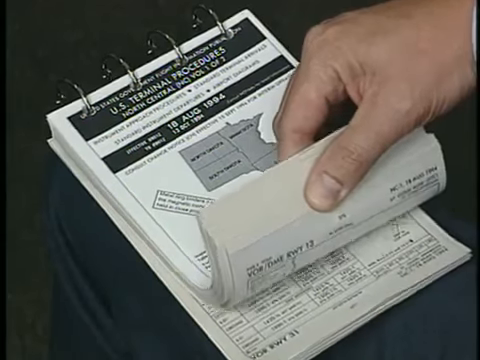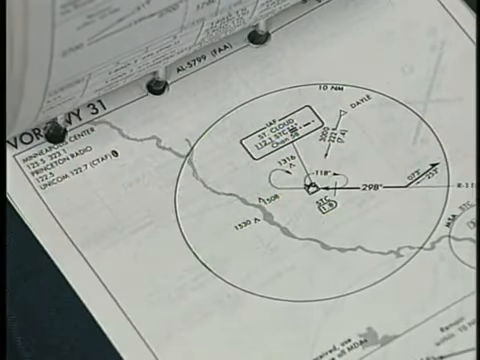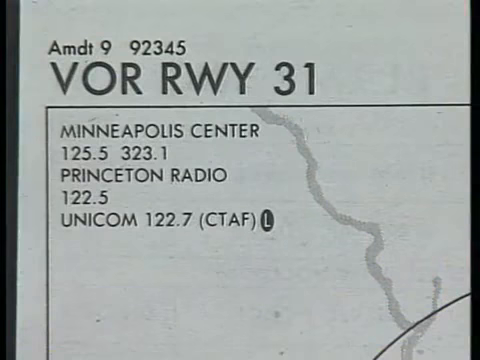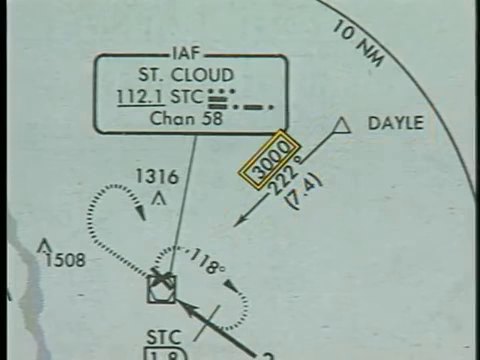Since there is no such thing as a typical VOR approach, you must study each chart before using it. With that in mind, let's look at the VOR runway 31 approach into St. Cloud, Minnesota. Your present position is on the feeder route from Daly intersection. Minneapolis Center has cleared you for the approach, and you have received the current altimeter setting from St. Cloud Unicom. The minimum altitude for this feeder route is 3,000 feet.